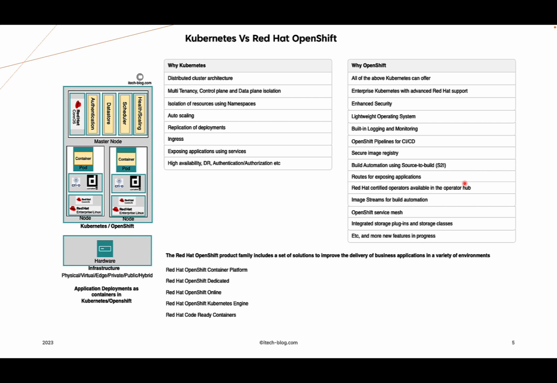The Red Hat OpenShift product family includes Red Hat OpenShift Container Platform, Red Hat OpenShift Dedicated, Red Hat OpenShift Online, Red Hat OpenShift Kubernetes Engine, and then finally, Red Hat OpenShift CodeReady Containers. CodeReady Containers are completely free and can be installed on a laptop for learning and testing.